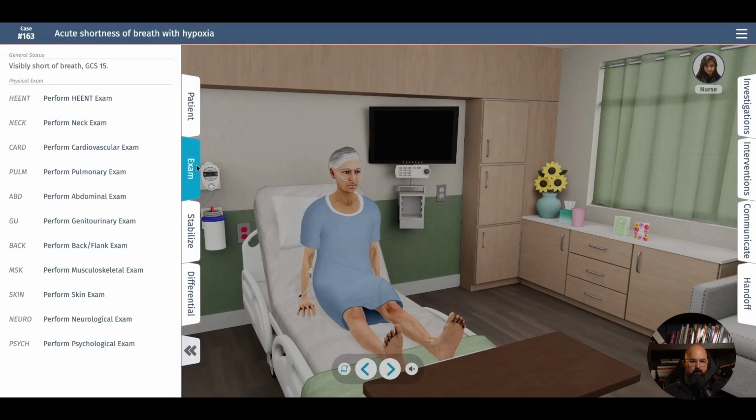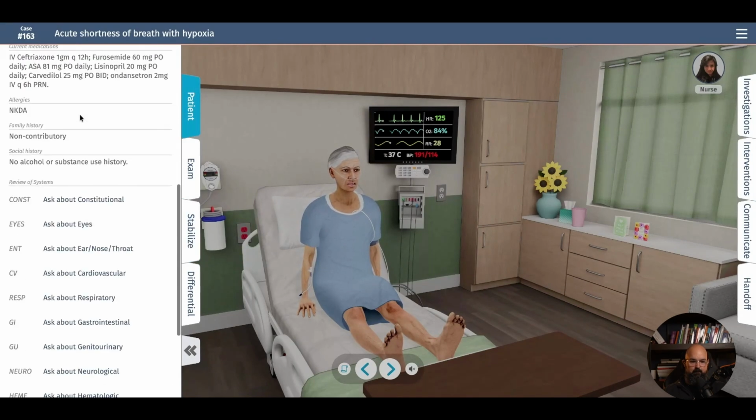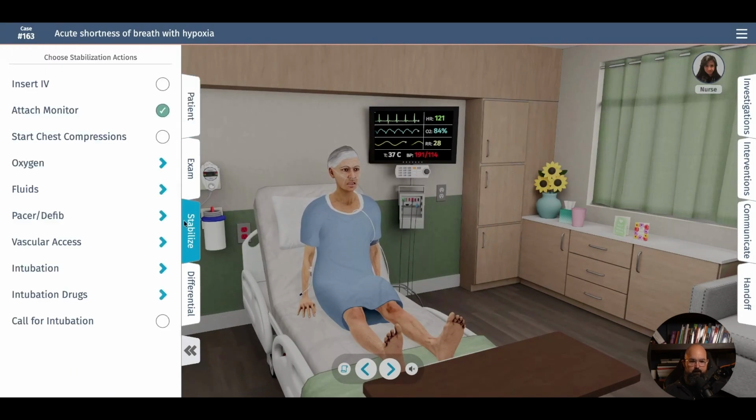Okay. Before we get into the nitty gritty, I'm just going to do this the way I like to do it. We're going to get the monitor on. Bad news right out of the gate. Tachycardic, hypoxic, tachypneic, hypertensive. Beautiful. So we need to do some temporizing measures right now. Let's start with some supplemental oxygen.